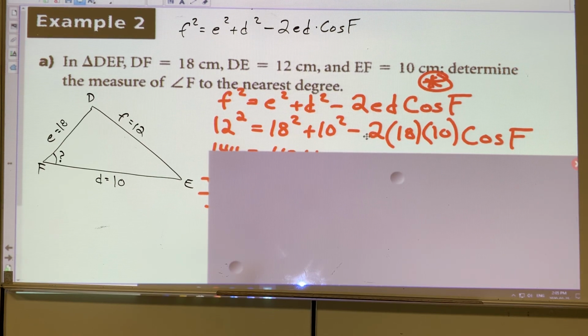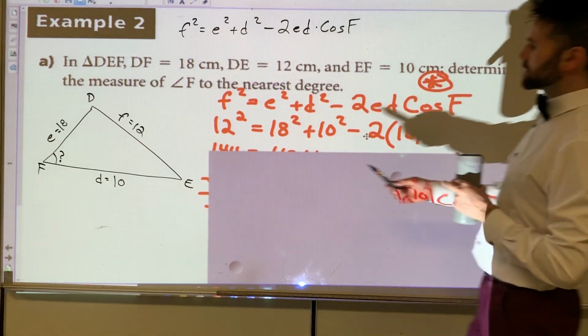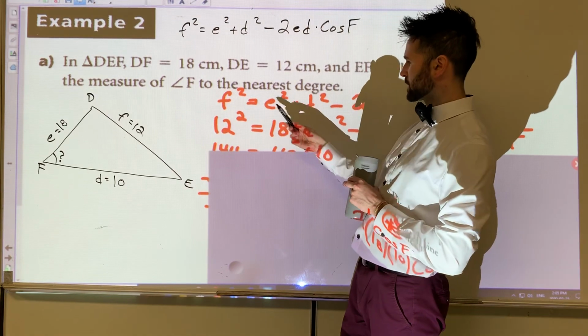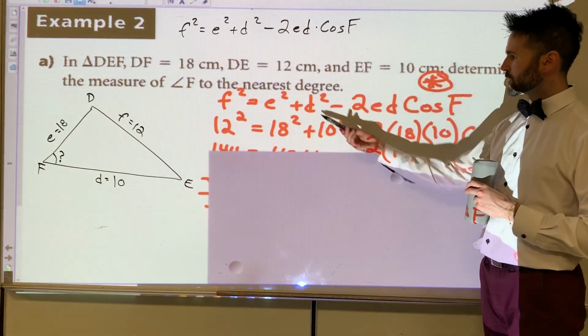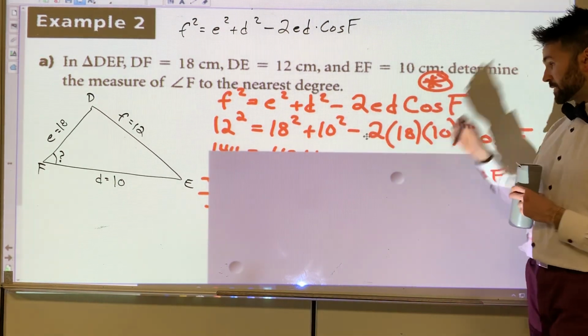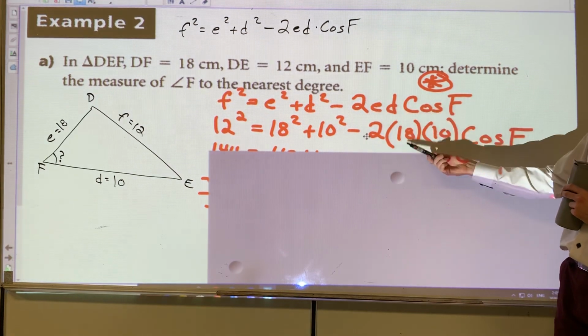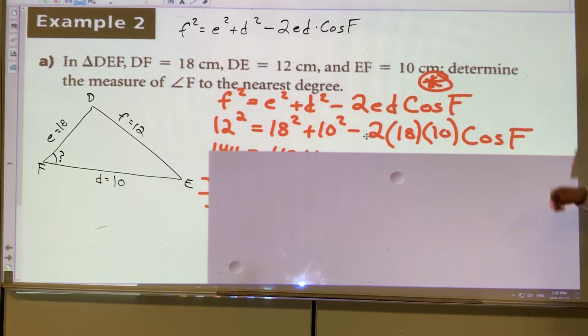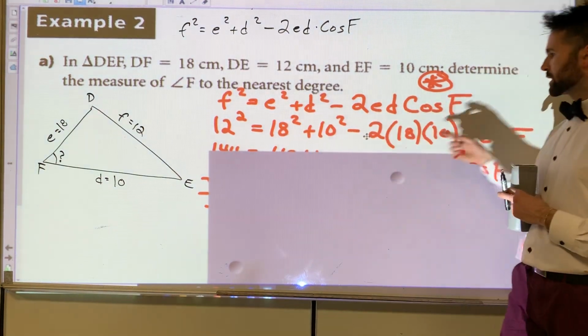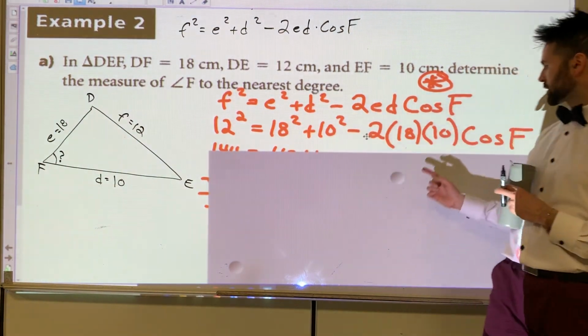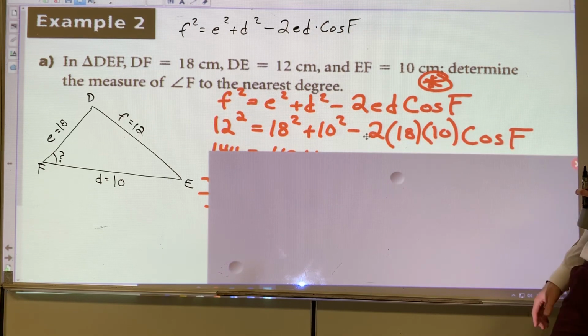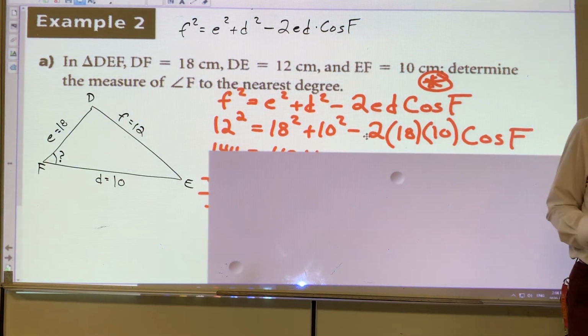So I just went ahead and plugged in the value for F, which is 12, the value for E, which was 18, the value for D, which is 10, and then I subtracted 2 times E times D, and I left the cos F because I don't know what that is. Now you're going to clean this up, right? You can type that in on your calculator, 2 times 18 times 10. So let's give you a moment.